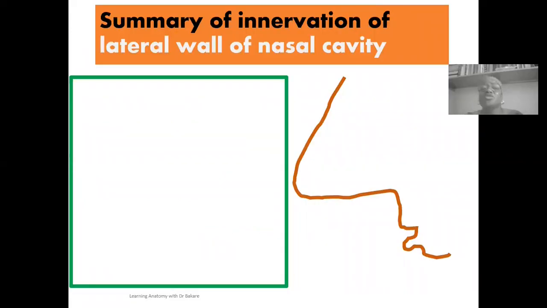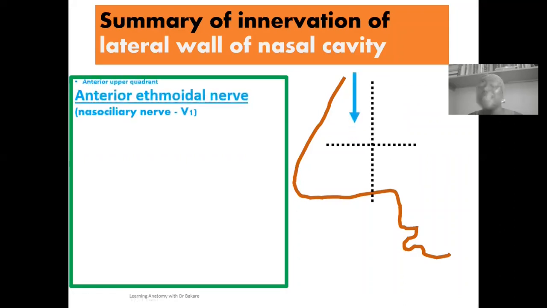This slide is like a summary slide that will be used to establish the different innervations of the different sub-regions of the nasal cavity. We are going to be dividing the nasal cavity into 4 quadrants. We have the anterior upper quadrant, the anterior lower quadrant, the posterior upper quadrant, and the posterior lower quadrant. So for the anterior upper quadrant, the lateral wall is what we are establishing with this slide.